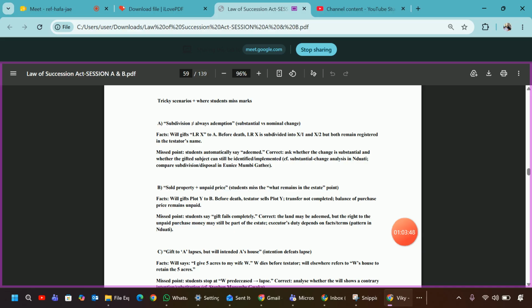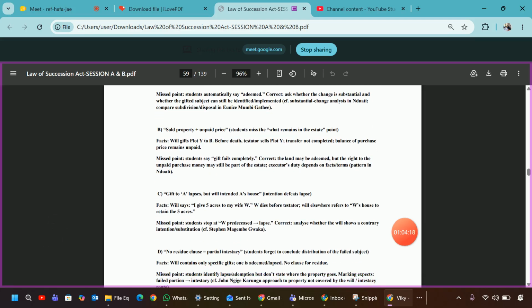Okay, so A has gifted plot Y to B, but before death he decided to sell plot Y. The transfer was not completed, and the balance of the purchase price remains unpaid. Students say the gift fails completely. The correct position is that the land may be redeemed, but the right to the unpaid purchase money may still be part of the estate. So the executor's duty depends on the facts and terms.